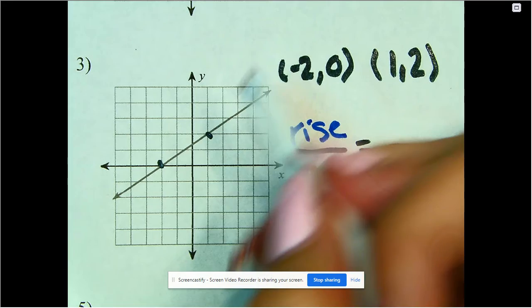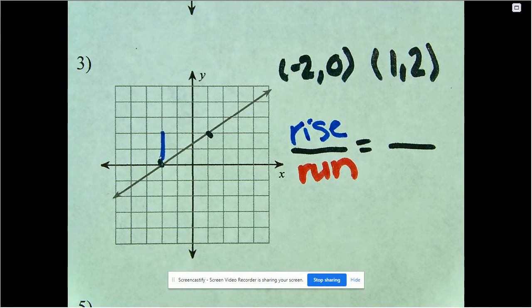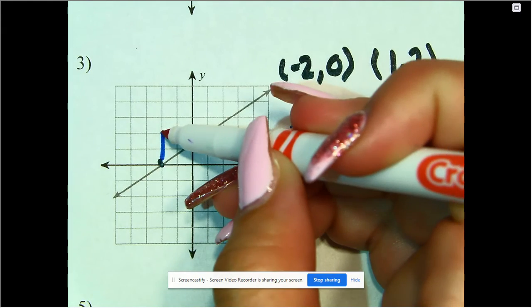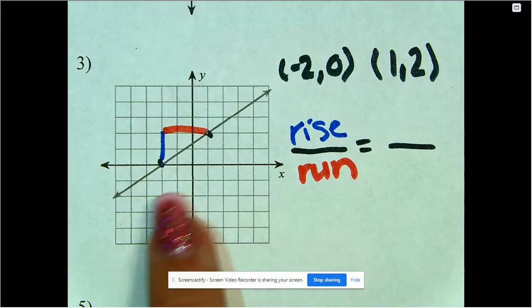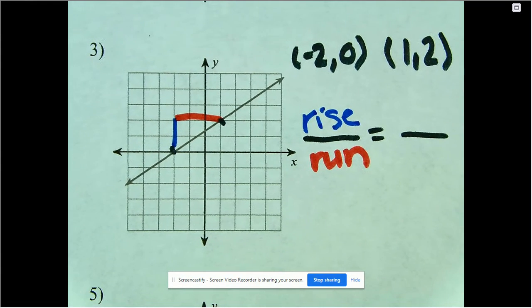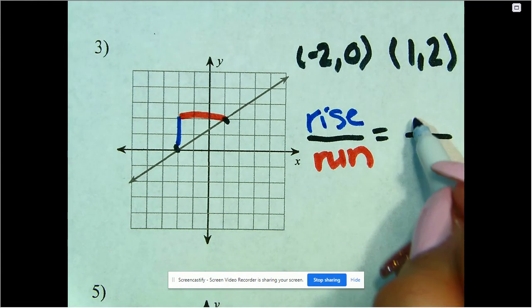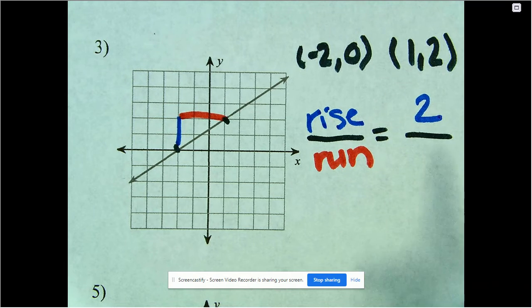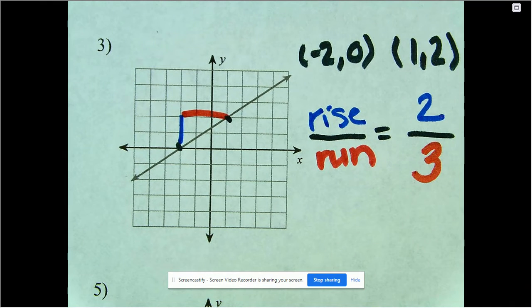Now let's figure out the rise over the run. Again, I like to say I'm following the sidewalk, or I'm following the grid lines that are already there. As I go up, I'm going up 2, so my rise is 2, and the run is 3. This cannot simplify any further, so I'm going to leave it as 2/3.